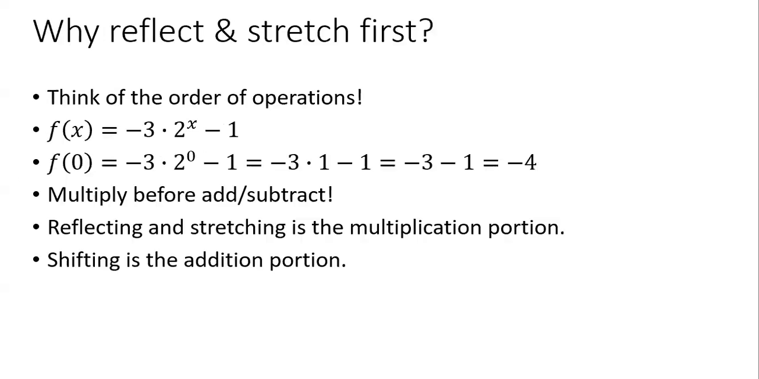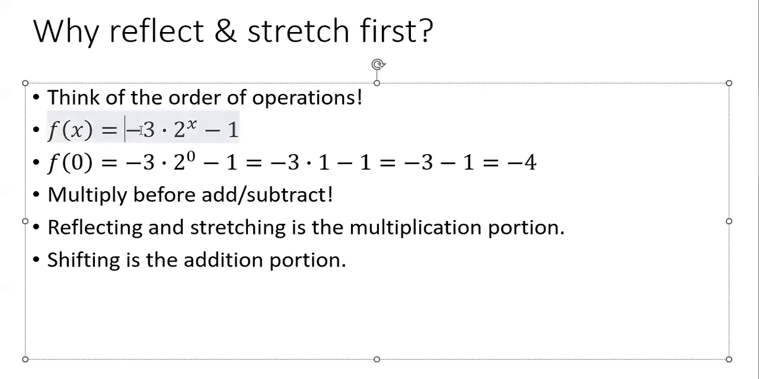Now let's understand why you want to reflect and stretch first. It all comes back to order of operations. If you remember your order of operations, you have to multiply first before you add or subtract. Multiplication has to happen first. So let's take a concrete example, like minus 3 times 2 to the x minus 1 over here. If we want f of 0, what do we do first? We first evaluate the exponent, right? 2 to the 0 is 1. That's what happened right here.